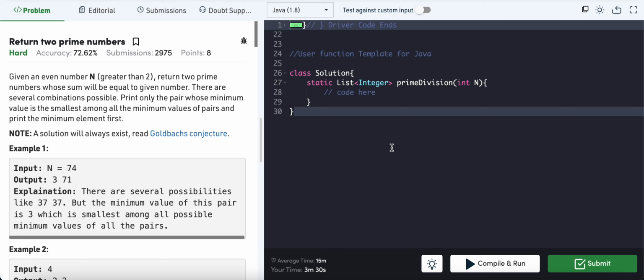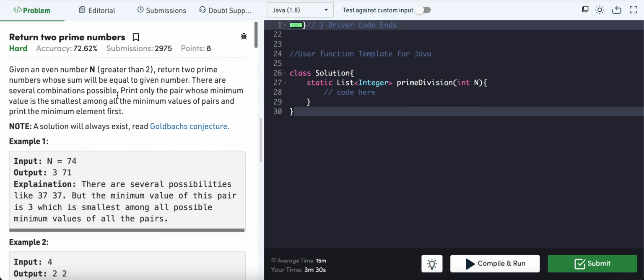Return two prime numbers. We are given an even number n which is greater than 2. Return two prime numbers whose sum will be equal to the given number. There are several combinations possible.